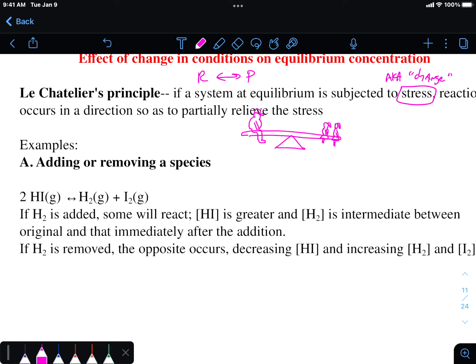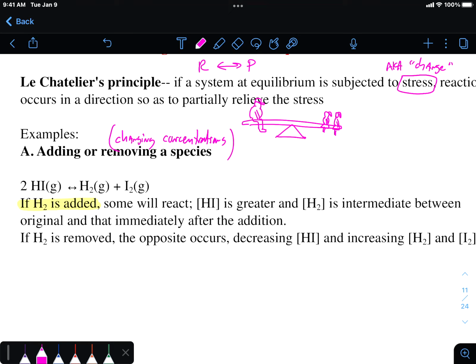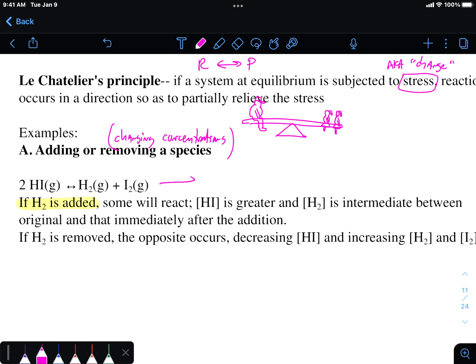So in a chemical reaction, let's see the equilibrium. Right here, I've got hydrogen iodide as my reactant. I've got hydrogen and iodine as my products. So when we say adding or removing a species, this is akin to changing concentrations. So if we add more HI, if hydrogen iodide is added, the effect of that is going to be that we will now have too much reactant relative to a system that should be at equilibrium. So in order to counteract that, this reaction is going to prompt consumption. The reaction will shift forward.